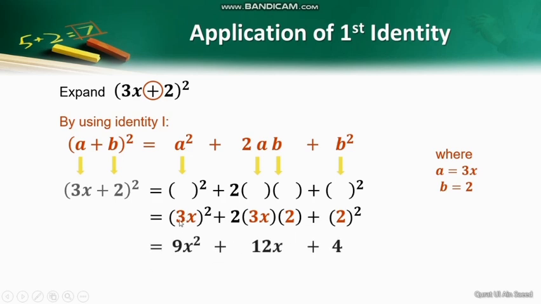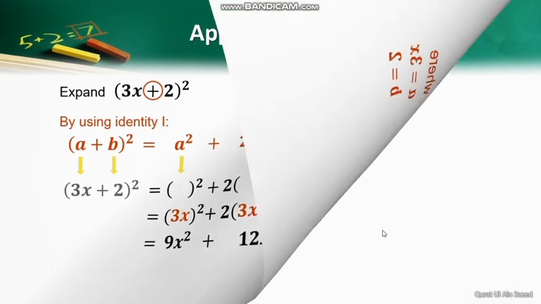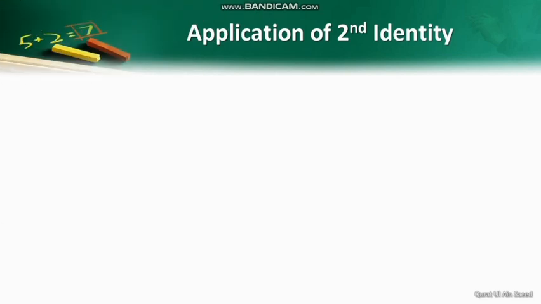So you get 9x squared plus 12x plus 4. This is the final step of expansion. Now let's take another example of application of identities. In the same way, we can apply the second identity.